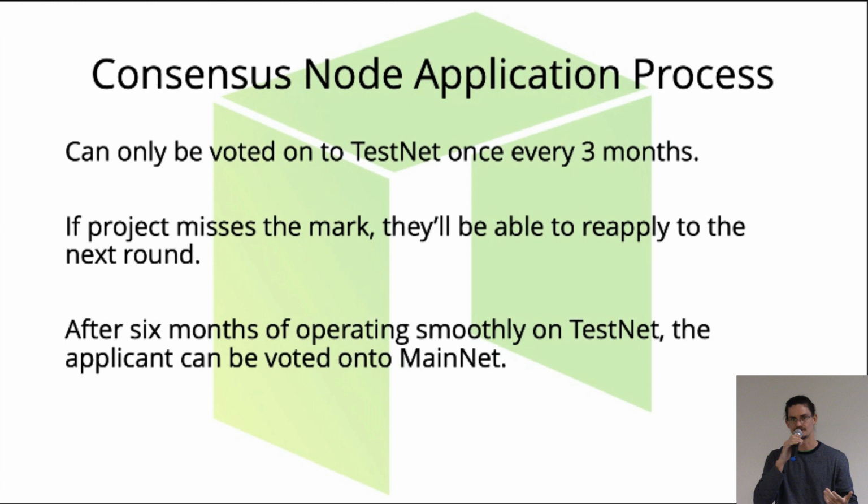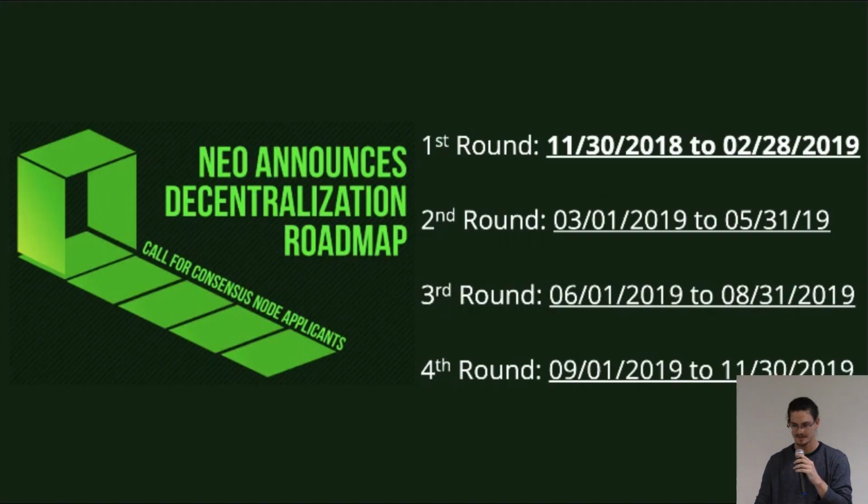And then lastly, after an applicant has been operating on testnet for 3 months or for 6 months without any issue, then they can be voted to go into mainnet and then begin decentralizing the consensus node network. So here are the first 4 rounds that began in November of last year and are going to end in November of this year. The first round is going to end February 28th. We already have had one community project, O3 Labs, submit their name to be a consensus node host. And there might be a few more that list their names in the first round. We may or may not hear about who those potential applicants are until they're a little further down the process.